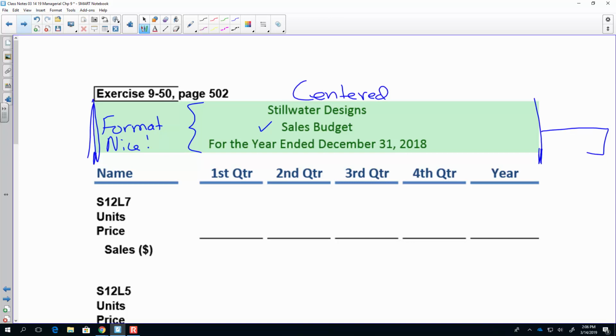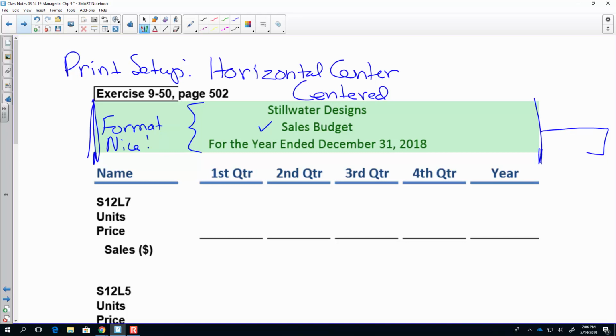Also, when you do a print setup, I want to see a horizontal center. Does everybody know what I mean by that? I want this report to print centered horizontally on the page. I don't want it shoved to one side. Do not do it centered vertically though, because then it looks like it's floating in air.